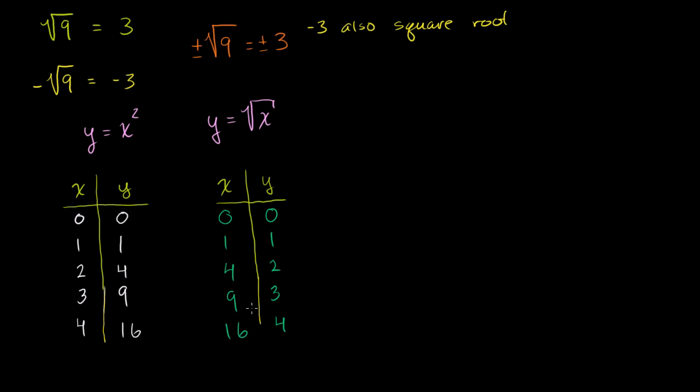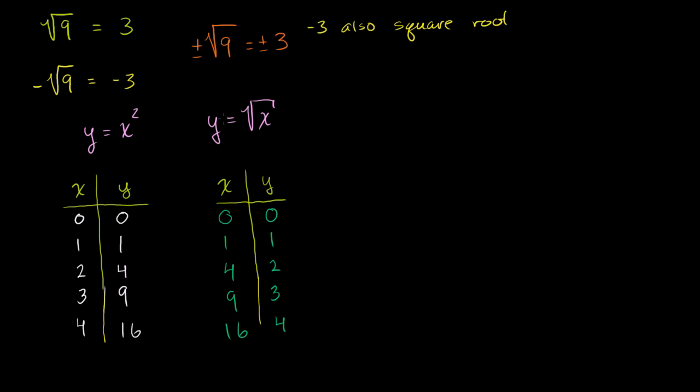So I think you already see how these two are related. We've essentially just swapped the x's and the y's, right? Here you have x is 2, y is 4. Here x is 4, y is 2. 3 comma 9, 9 comma 3. 4 comma 16, 16 comma 4. And that makes complete sense.